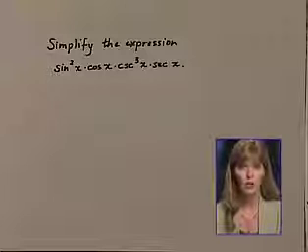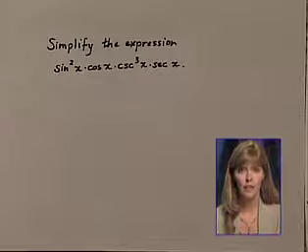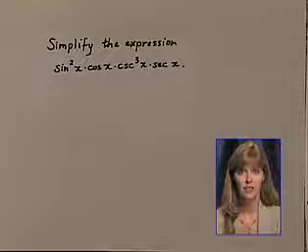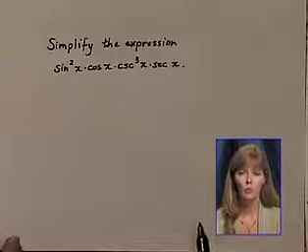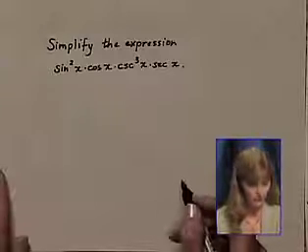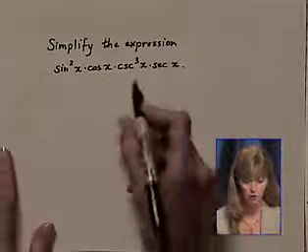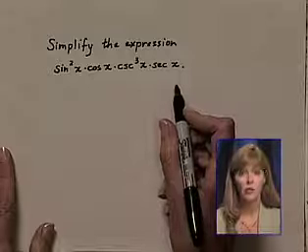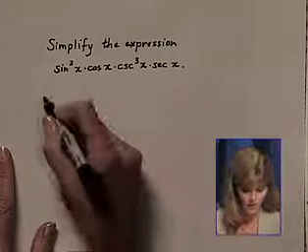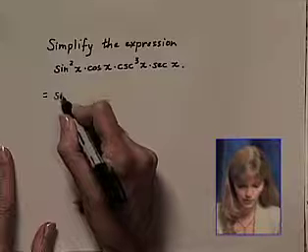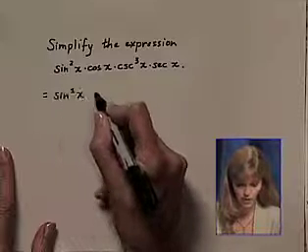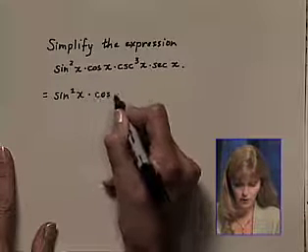Here we have sine squared x times cosine x times cosecant cubed x times secant x. In order to work with this expression, we're going to begin by changing each of these terms to something in terms of sine or cosine. So we can begin by just rewriting the first two. We have sine squared x multiplied times cosine x.